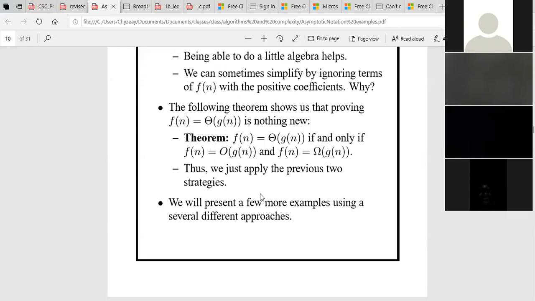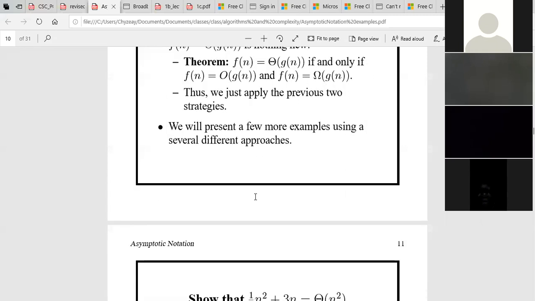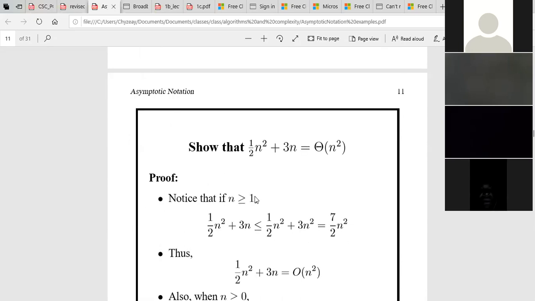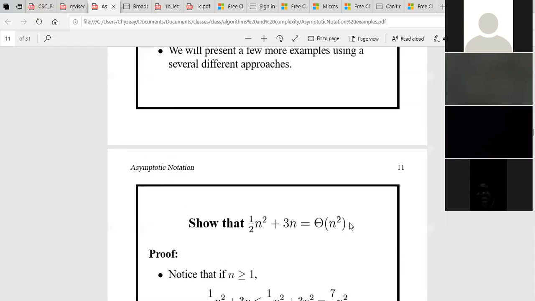So if we apply these two previous strategies we have discussed, you will find out that we can prove the big O of g(n), the big theta of g(n), and the big omega of g(n). So this is an example that you will take home as assignment number 3.